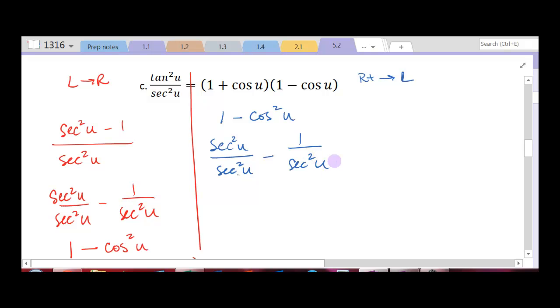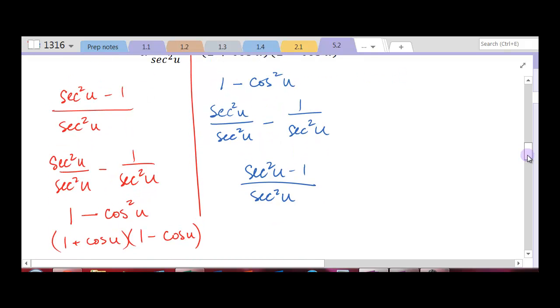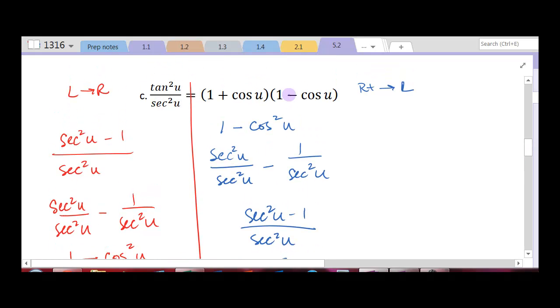Now, since my denominator is the same, I can rewrite this as a single fraction, so it looks like secant squared u minus 1 all over secant squared u. And remember, go back and look at what I'm trying to turn this into. Now I need to get this numerator into tan squared, and I can do that because secant squared u minus 1, using the Pythagorean identity, is tan squared u all over secant squared u. Okay, so two different approaches to the exact same identity, or verifying this identity.